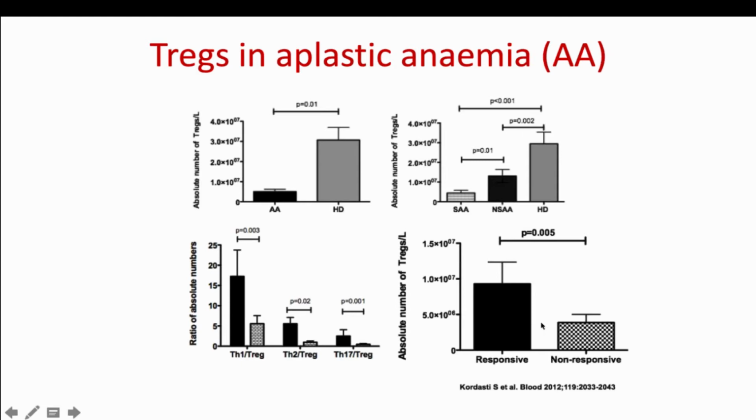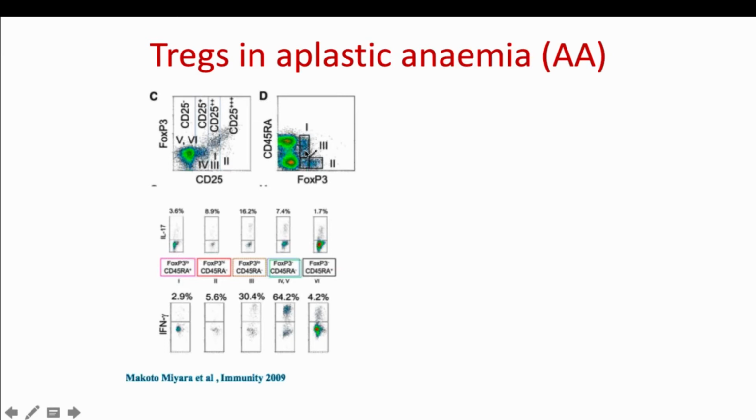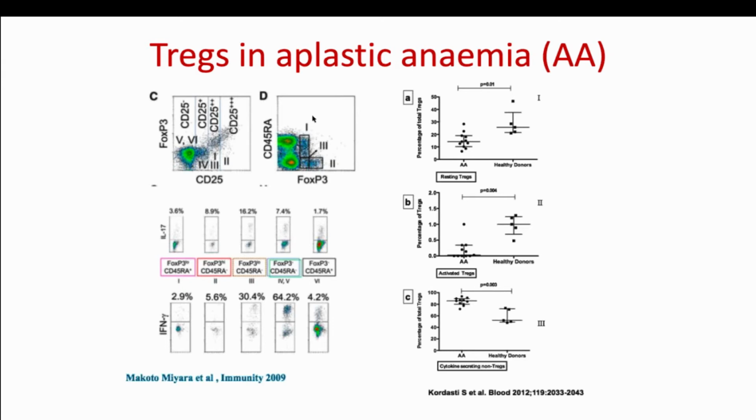And if you look at the conventional definition of Treg subtypes based on the Sakaguchi definition, what we noticed was two subtypes, Treg 1 and 2, are reduced in aplastic anemia, whereas Treg 3 was actually, to our surprise, increased in aplastic anemia, which was a bit unexpected, and we weren't sure why, and we wanted to investigate a bit further.